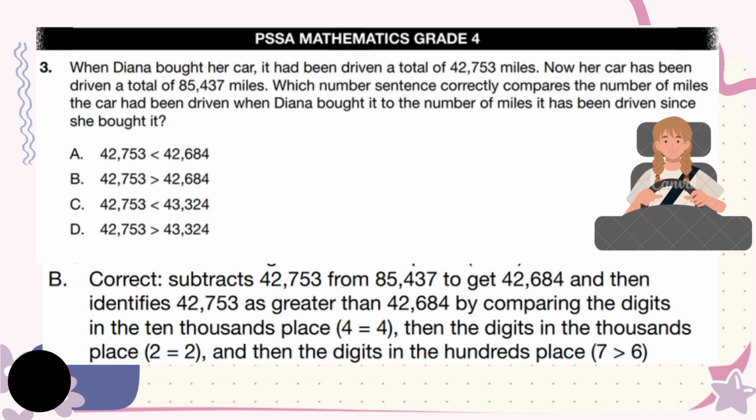So first you need to subtract 42,753 from 85,437 to get 42,684, and then identify that 42,753 is greater than 42,684 by comparing the digits in the ten thousands place, the digits in the thousands place, and then the digits in the hundreds place. So obviously the correct answer is B.